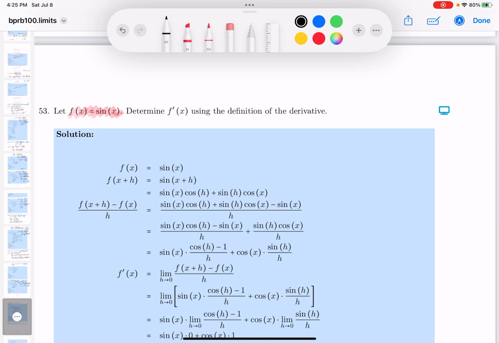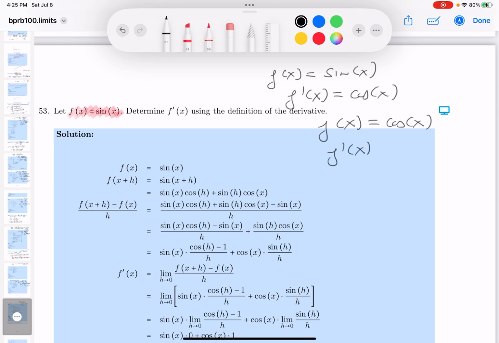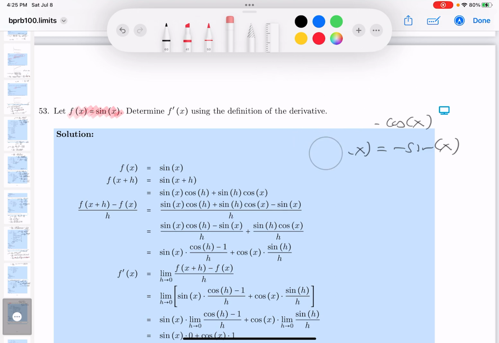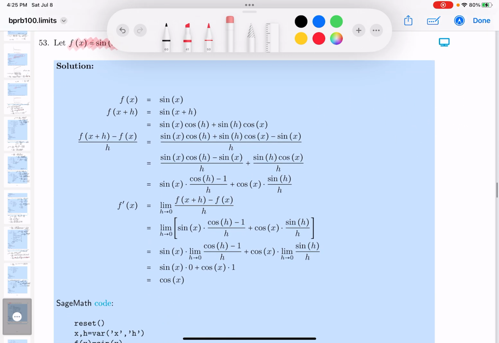But you should know at this point that if f of x is sine of x, f prime of x is cosine of x. And you should know if f of x is the cosine of x, that f prime of x is minus sine of x. And from those two, you can derive the derivative of all trigonometric functions. I'm going to erase this, though. And I want to point out that at the end of this, they're listing what I do know. I know the derivative of the sine function is cosine.